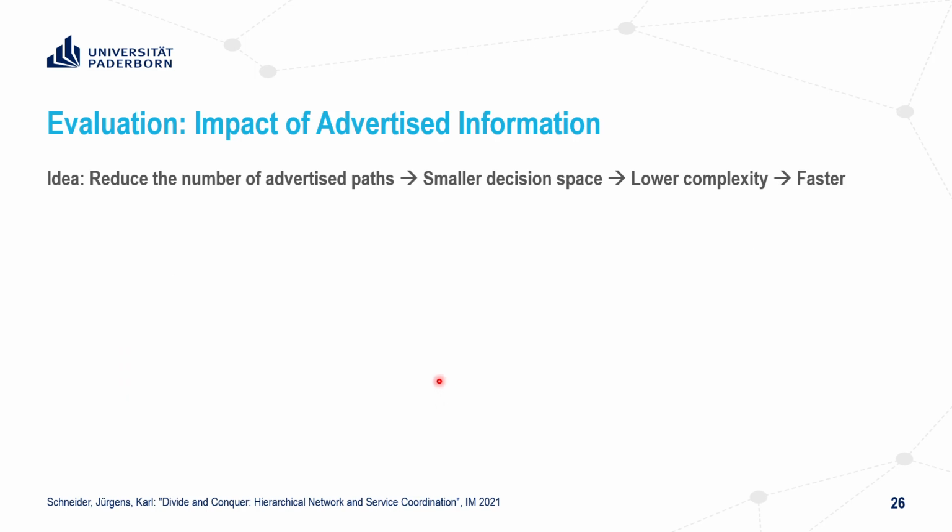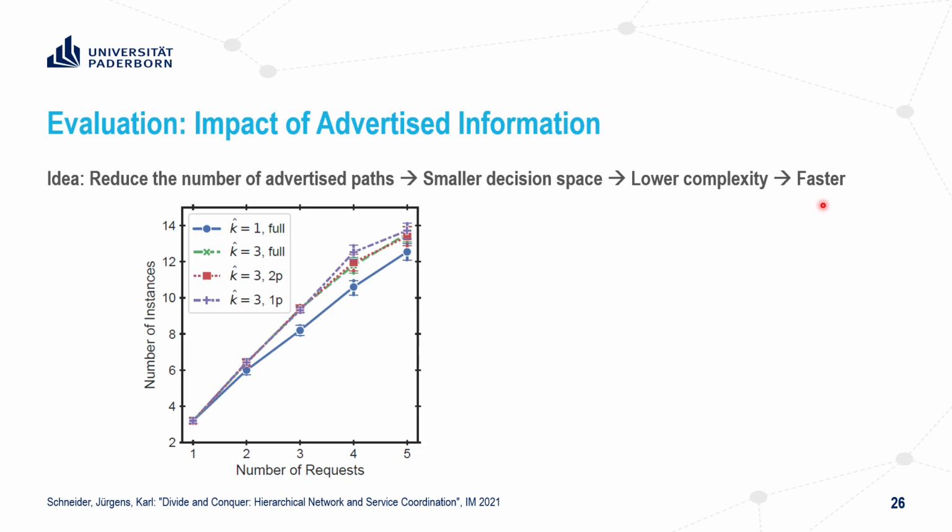So basically we need to reduce the number of advertised paths, because by default we advertise all the paths that we find by solving our max flow problem. Those can be really a lot of different paths, even for the same source and destination pair. So if we limit this number of advertised paths, then we have a smaller decision space, lower complexity, and our approaches should be faster. And so we looked at the hierarchical approach with k equals 3, advertising either all paths, or just 2 paths, or just 1 path.